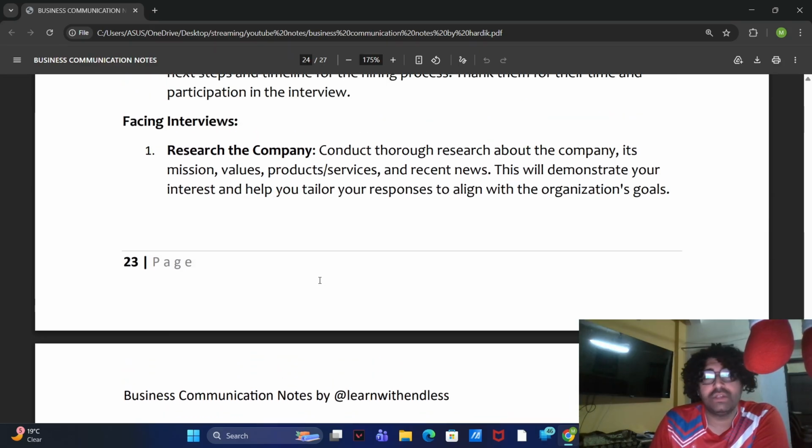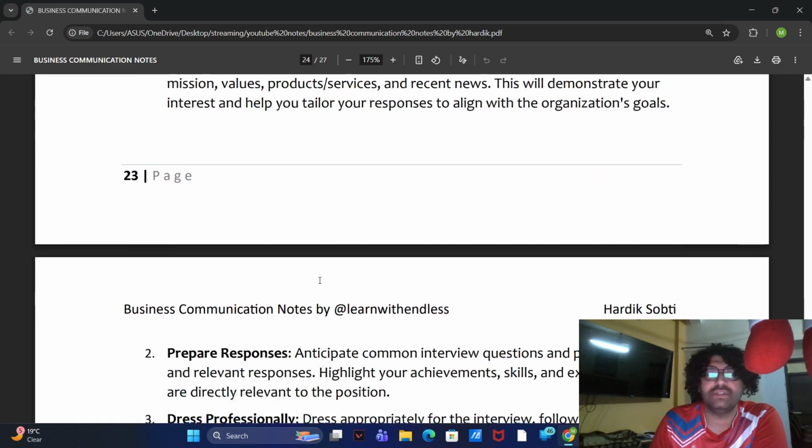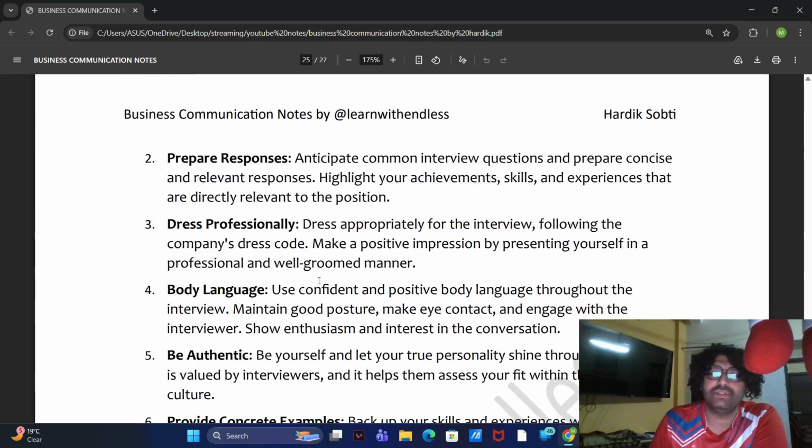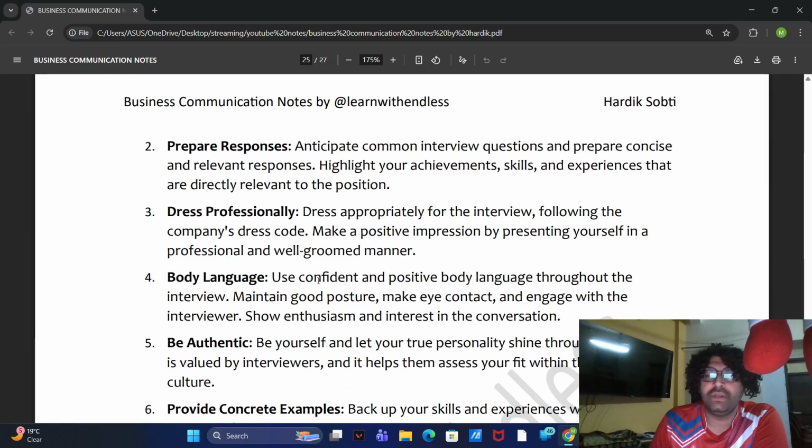Research the company. Conduct thorough research about the company, its mission, values, products/services, and recent news. This will demonstrate your interest and help you tailor your responses to align with the organization's goals. Prepare responses. Anticipate common interview questions and prepare concise and relevant responses. Highlight your achievements, skills, and experiences that are directly relevant to the position.